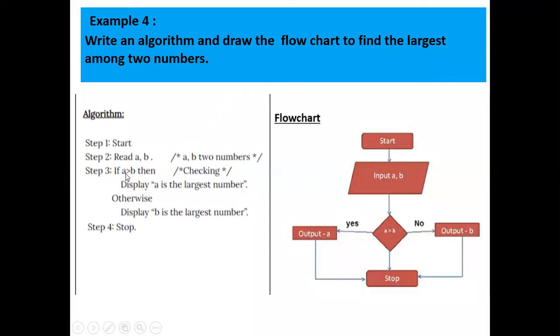So here if A greater than B, then if the condition is true, I'll display the first line, that is display A is the largest number. If the condition is false, then I'll go for the second line, that is display B is the largest number. So here we are reading the value from the end user for A and B and we are checking the condition. So based on the condition, we will display any one of the statements.